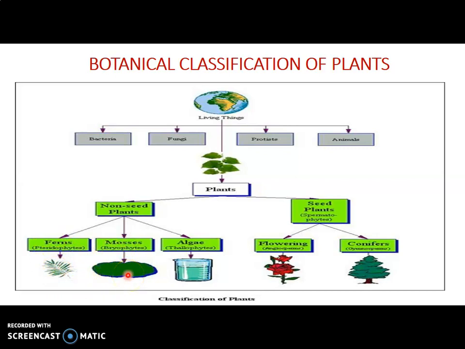So in our next slide, we'll be looking at the life cycle of both the moss plant and the pteridophyte, as well as the characteristics of the seed plant, which we call the spermatophyte.